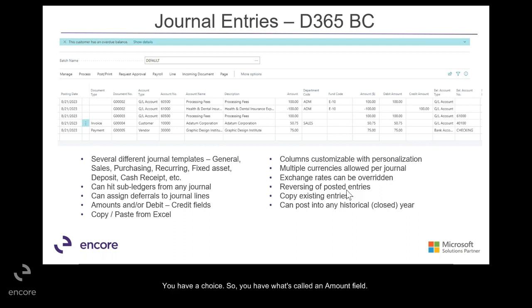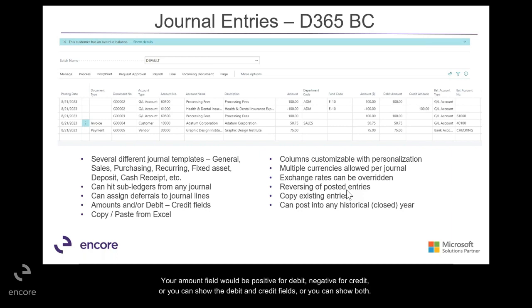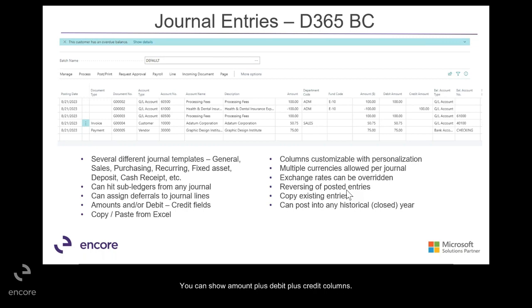You have a choice. You have what's called an amount field, and your amount would be positive for a debit, negative for a credit, or you can show the debit and credit fields, or you can show both. You can show amount plus debit plus credit columns. Each of these journals, you can use copy and paste from Excel to populate. They can all be customized through personalization.